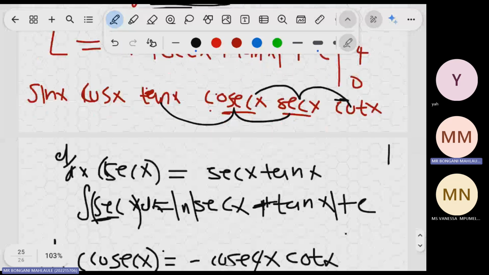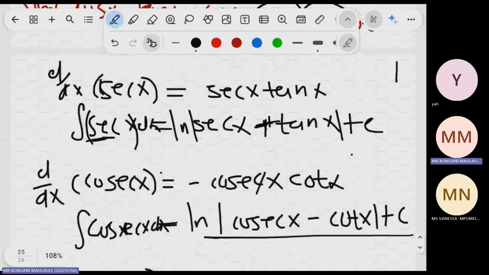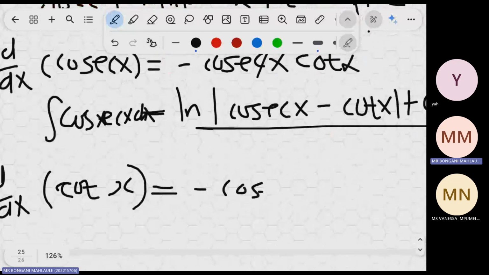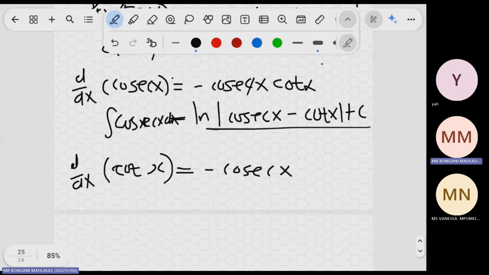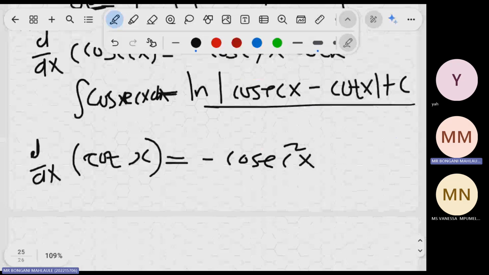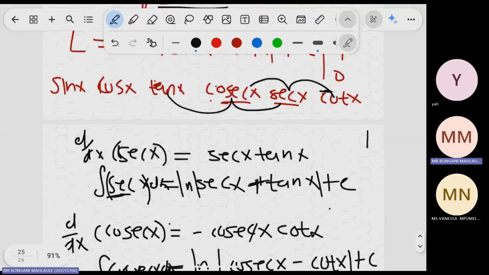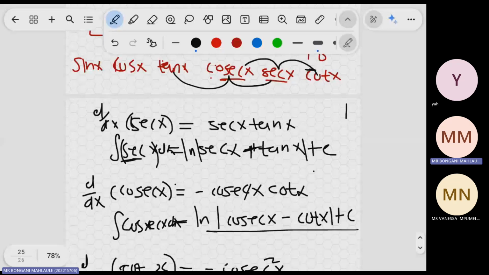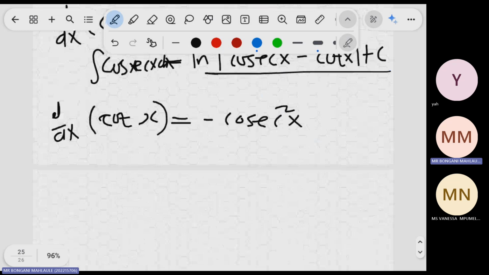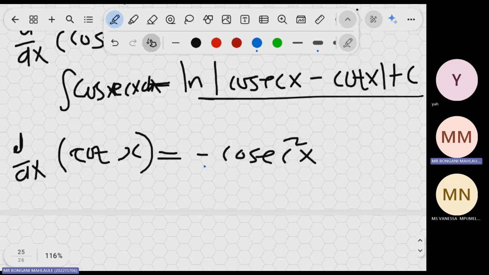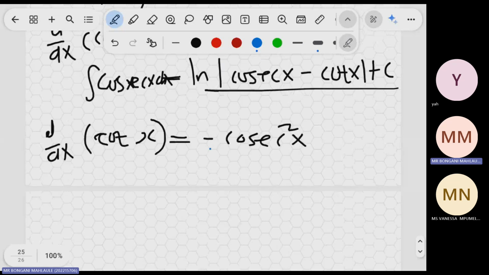So now this one, it's negative cosec x squared. You take this one, you square it, and then you put the negative in front. So the integral of this one is what? I think I forgot this one.